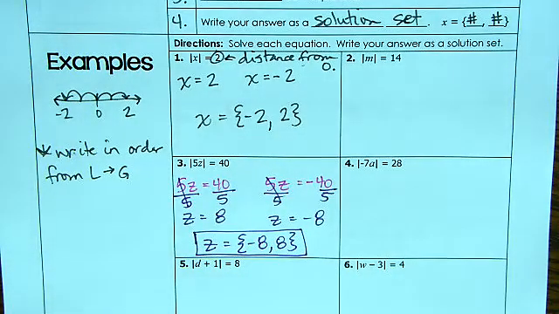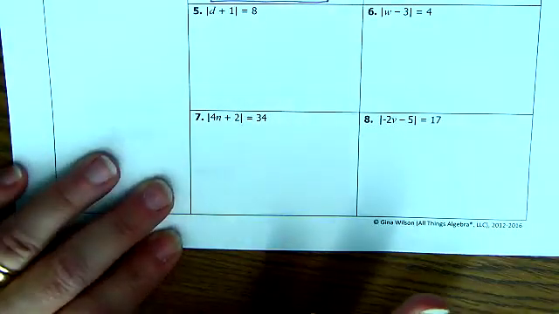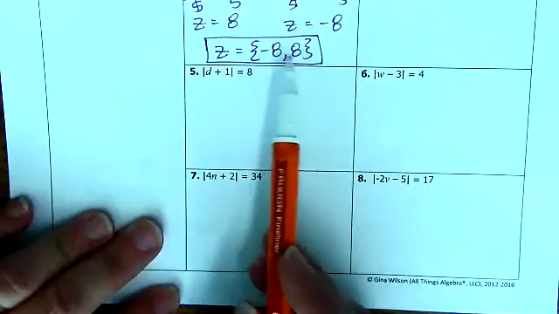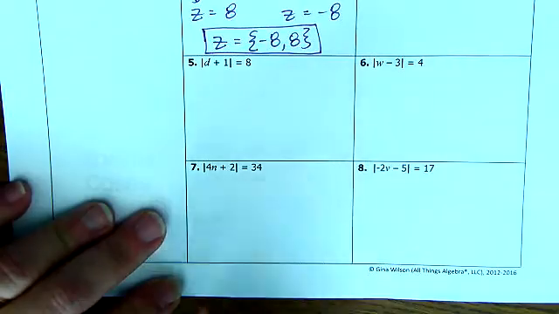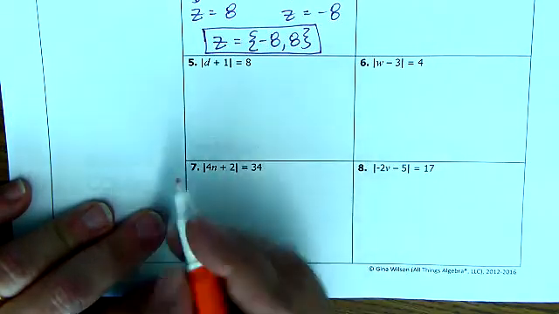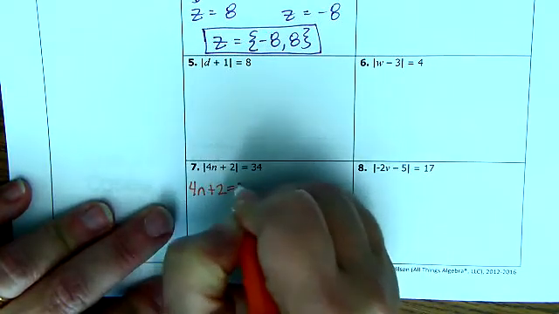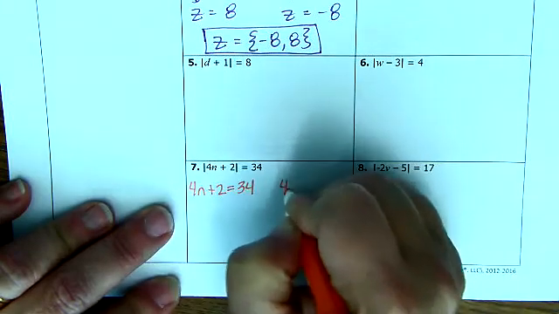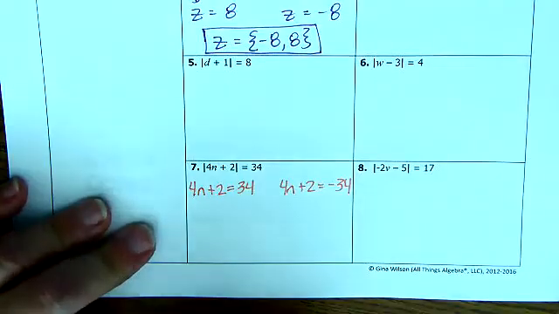Next, we're going to move right along, and I'm going to jump down to number 7. Okay, a little bit more going on in this box. So notice here it's just the positive and negative of that number. We're going to end up with different answers now. Okay, but there's not anything on the outside. So I just take what's inside and set it equal to the positive and the negative scenario. So I have 4n plus 2 equals 34. 4n plus 2 equals negative 34. And we solve.